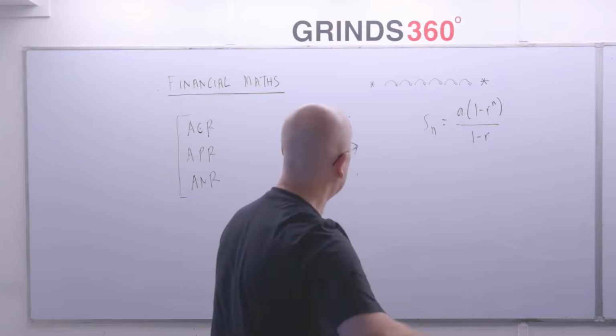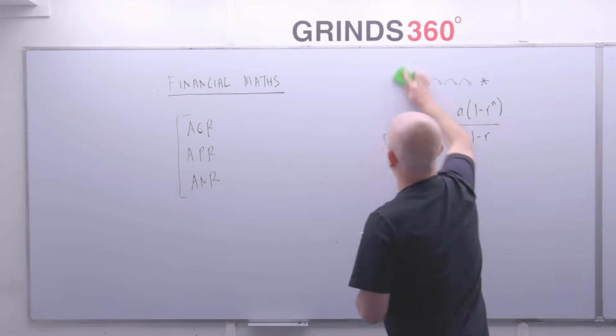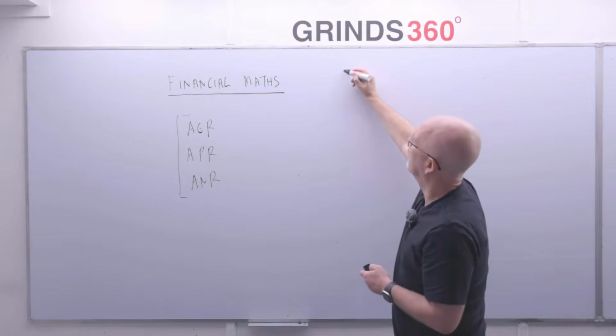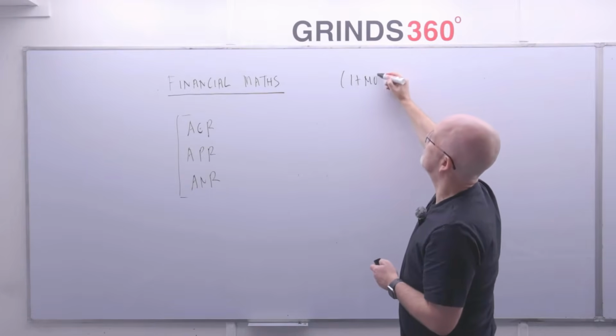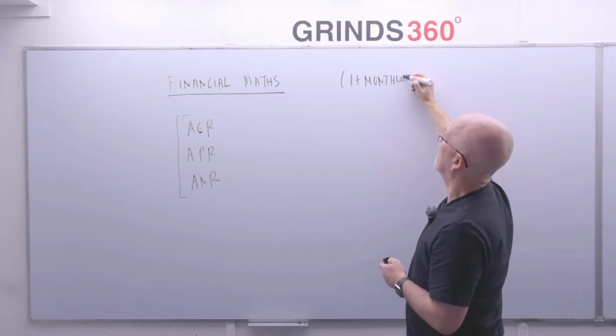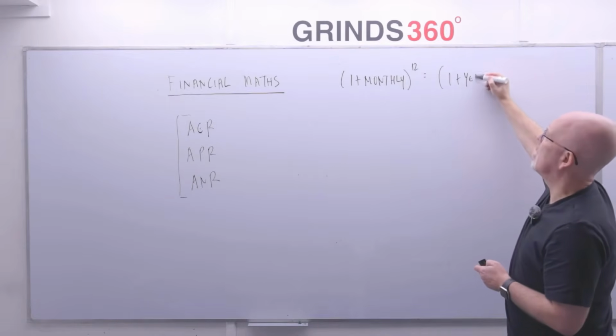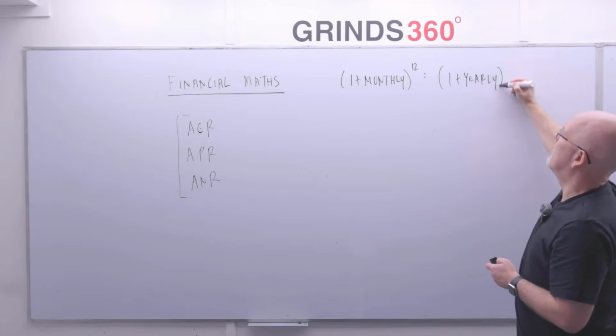So here's again the way we do that calculation, the way we do part 1. It's this calculation here: 1 plus the monthly rate to the power of 12 is equal to 1 plus the yearly rate to the power of 1.